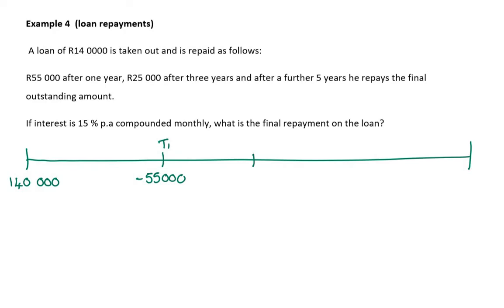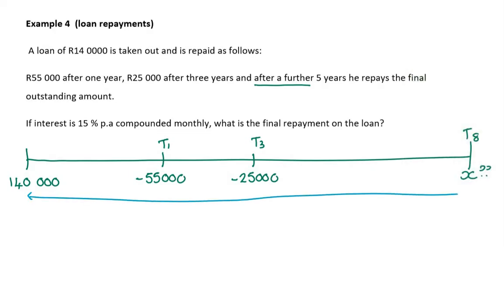25,000 after 3 years, so I'm assuming that's 3 years from the beginning, so 25,000 Rand. And after a further 5 years, so that will be at 8 years from the beginning, because it says a further 5 years. So a further 5 years after 3 is after 8 years. He pays the final outstanding amount. So I'm going to put an X there because I don't know how much it is. Interest is 15% compounded monthly the whole time. 15% compounded monthly.